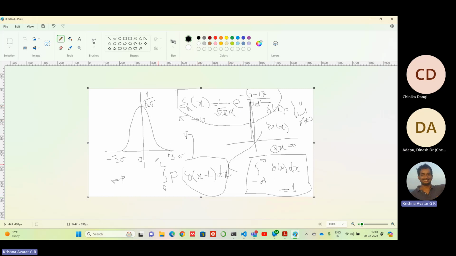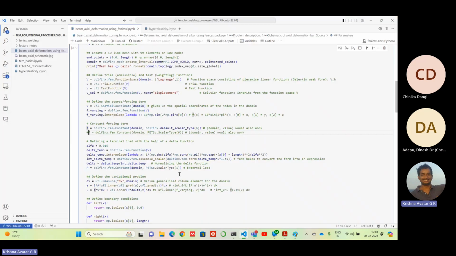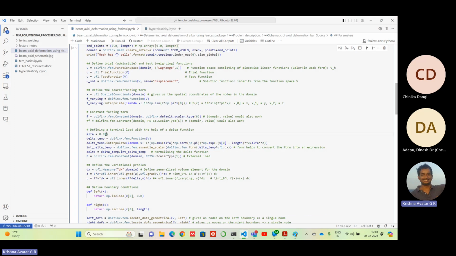This is how we are implementing our point force, point load. So now we are coming to the code. I'm defining alpha, and at first I'm defining something known as delta temporary. Again, we have to derive a function from that same function space V. We just define a function using the same function space V, and then we are interpolating that expression that we just mentioned.